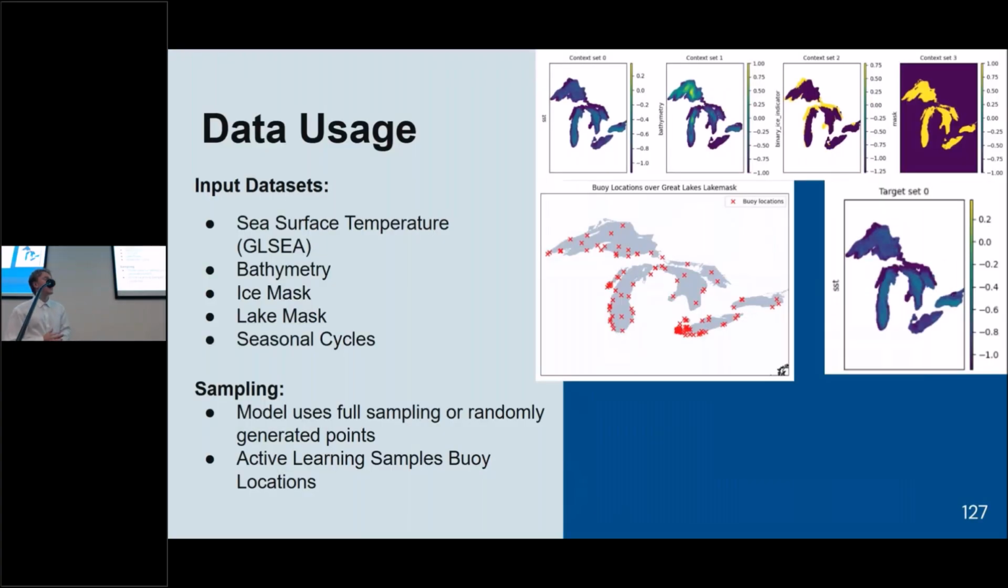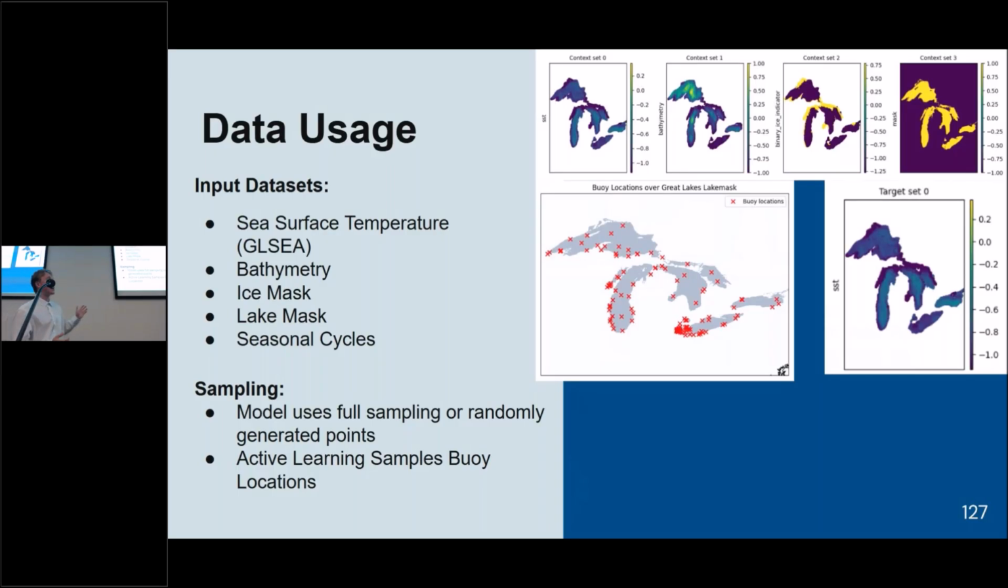So data usage. I talked about all these non-uniform context sets. So here's what we use. We use GLOSS for sea surface temperature. We used a bathymetry data set as well as a binary ice indicator. And these are the three most important data sets we use because we want to inform our model of the covariance structure between these three in hopes that if it doesn't have enough information in any of them, it can sort of fill in the gaps and hopefully make good predictions from that.